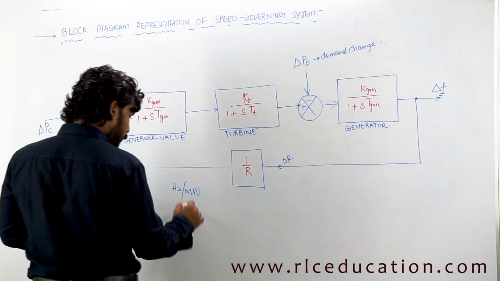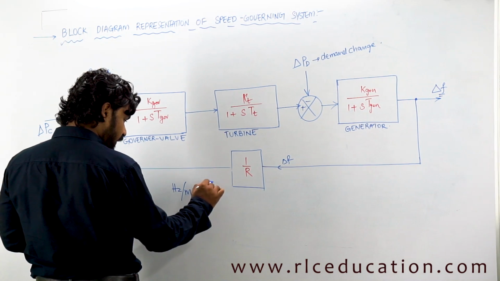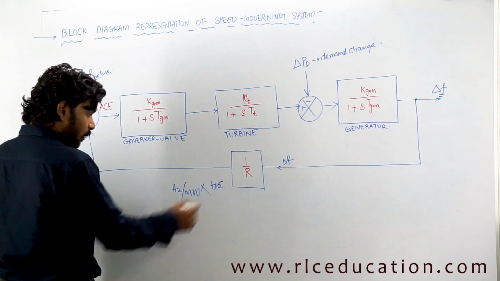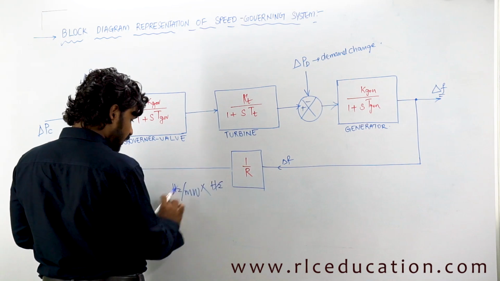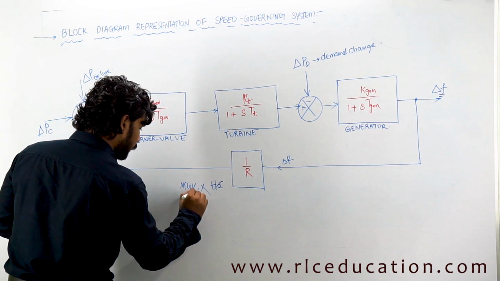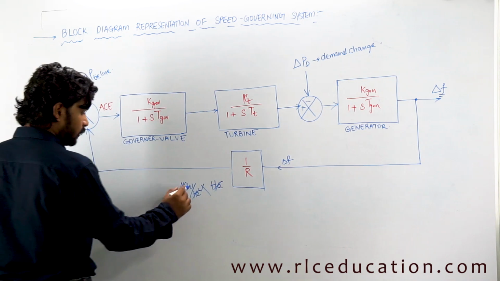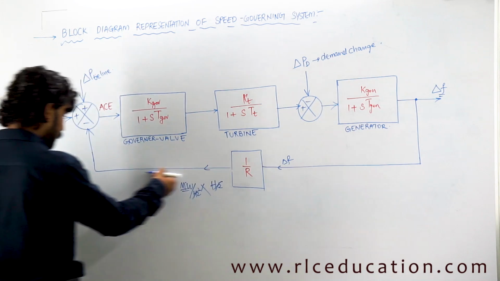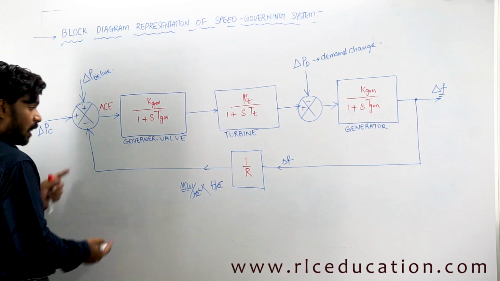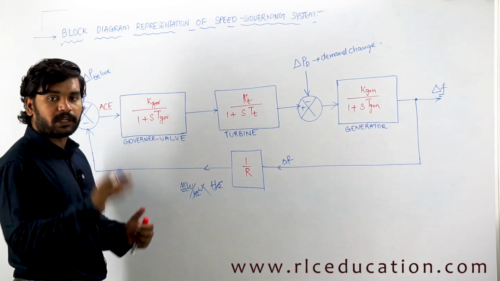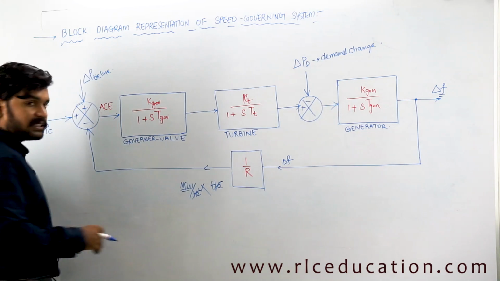If delta F is the input to R, you are multiplying frequency with 1 by R, so hertz into megawatt per hertz. R is hertz per megawatt, so 1 by R is megawatts per hertz, and hertz gets cancelled out. Then what do you get? Megawatts. That means you are going to give one signal to this comparator: how much power has to be added or removed from the input so as to balance the frequency.